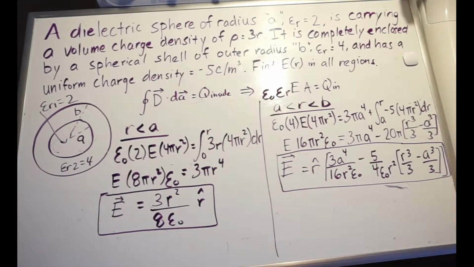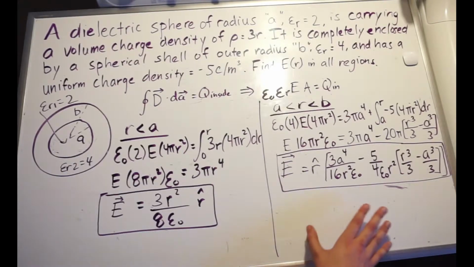Okay, this is problem 2 for EE140 Spring 2019 Midterm 1B, and the question is: a dielectric sphere of radius A, epsilon r equals 2, is carrying a volume charge density of rho equals 3r. It is completely enclosed by a spherical shell of outer radius B, epsilon r equals 4, and has a uniform charge density equal to -5 coulombs per meter cubed. Find E of r in all regions.